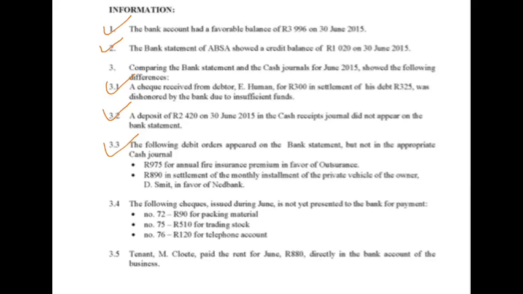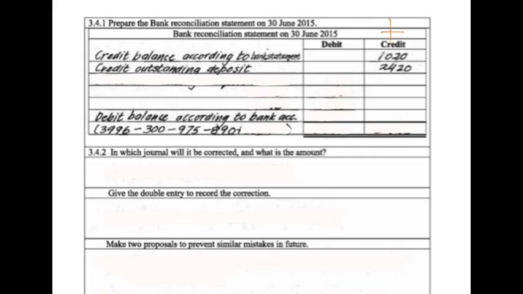3.4, the following checks issued during June are not yet presented to the bank for payment. So therefore it was issued in June and put through the CPJ of June. Not yet presented to the bank means it was not present on the bank statement. So all 3 of these need to show as outstanding checks on the bank reconciliation statement. So in the bank reconciliation statement, there's a debit outstanding check, 3 checks, and I put all 3 values in the reconciliation statement.